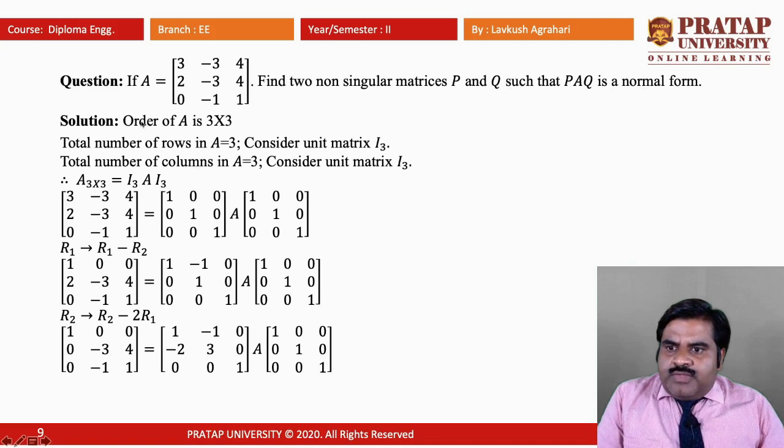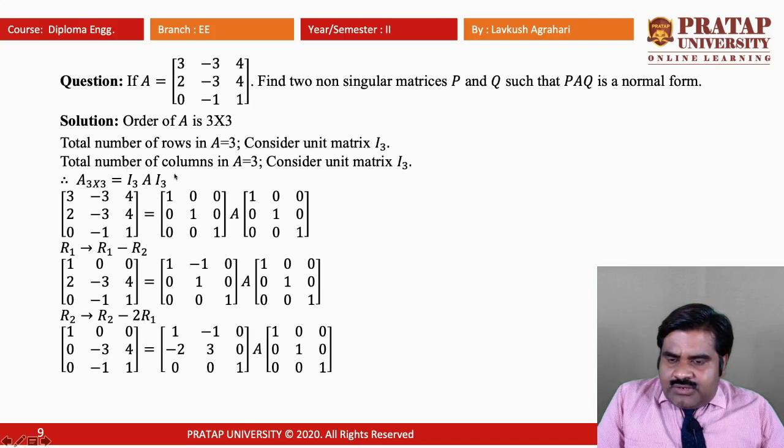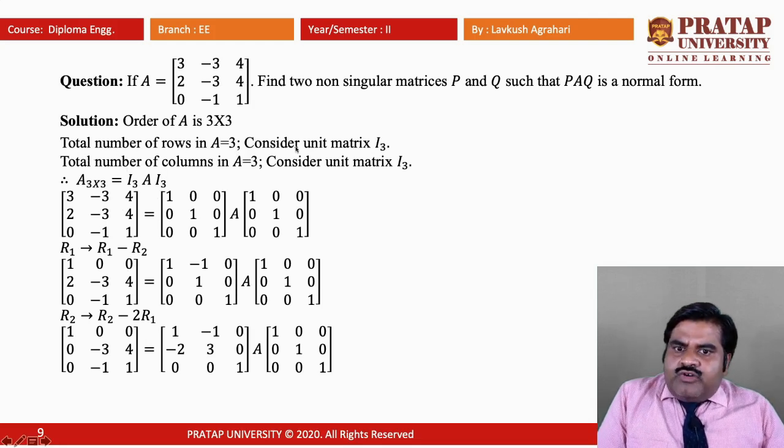Now one use of the normal form is to find non-singular matrices P and Q such that PAQ is a normal form. So first we have to check the order of the matrix A. The order of matrix A is 3 cross 3, having 3 rows and 3 columns. So we have to convert this matrix into normal form.